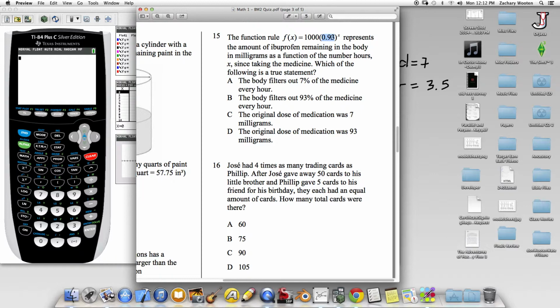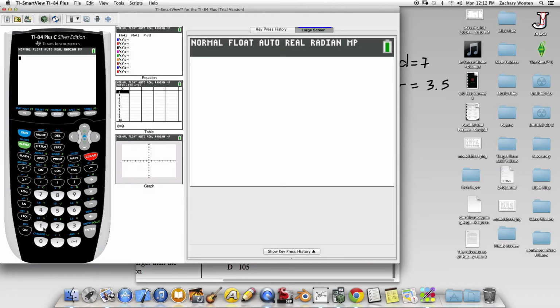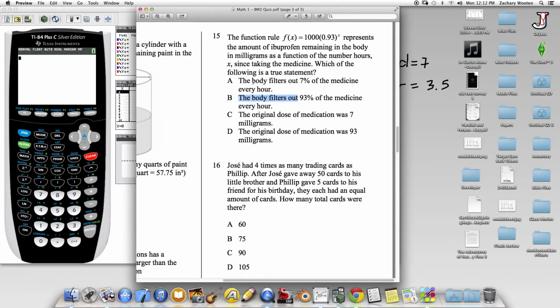So if 93% of the medicine remains, what percent has your body filtered out? Filtering out means it's using that up. So if it's used 93% and we started with 100%, or excuse me, let me take that back. If there is 93% left, what would I take away from 100 to get 93? What percent was used up? Well, think about this. If you do 100 minus 7, you end up with 93%. So that's the percentage we wanted left. That means the body must be filtering out 7% every hour.